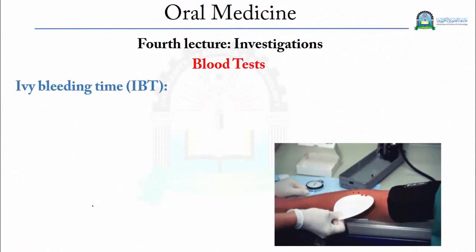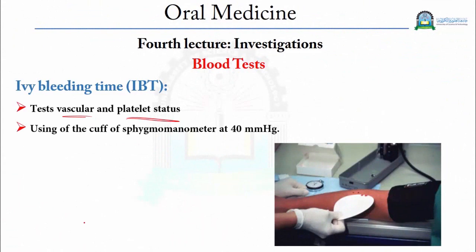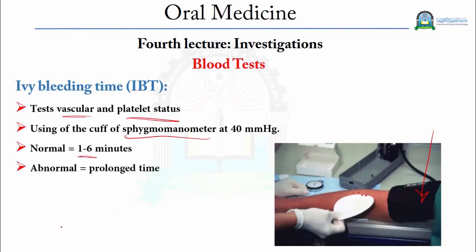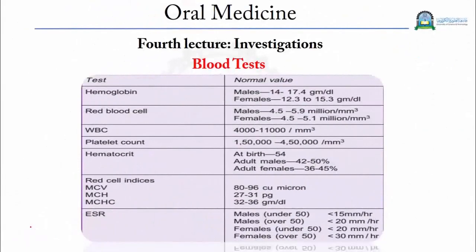IVY bleeding time is a test of the vascular and platelet status using the cuff of the sphygmomanometer, as we see in this picture. The normal value of IVY bleeding time is from 1 to 6 minutes. If there is a prolonged time, it indicates an abnormal condition. This is a conclusion of blood tests and the normal values.